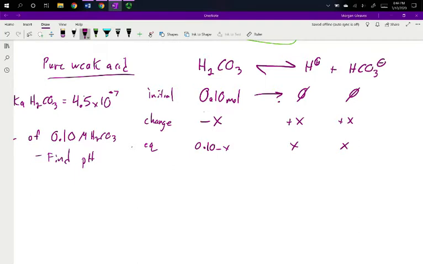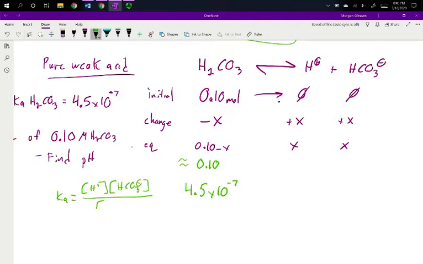Well, with a Ka of 10 to the minus 7, the top is going to be very small. X is probably not going to be very large. So it's reasonable to say that our starting material is pretty close to its original value. We're not going to subtract very much from it. Well, let's solve for X then. 4.5 times 10 to the minus 7. So remember, we're setting up our Ka is equal to our products, which is H plus and base, HCO3 minus, all over our acid, H2CO3.